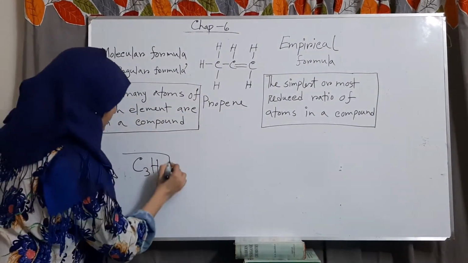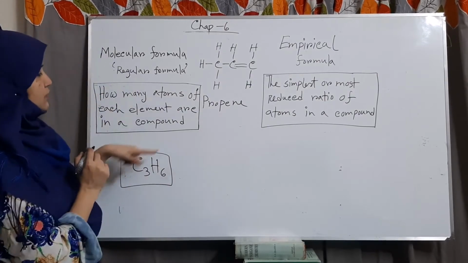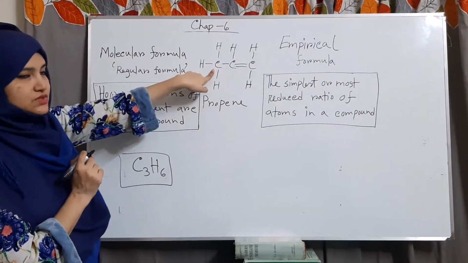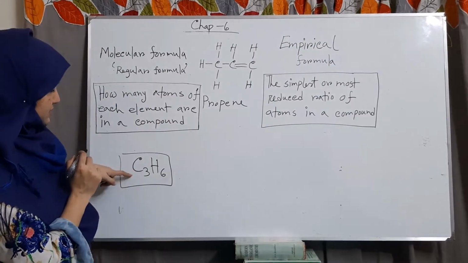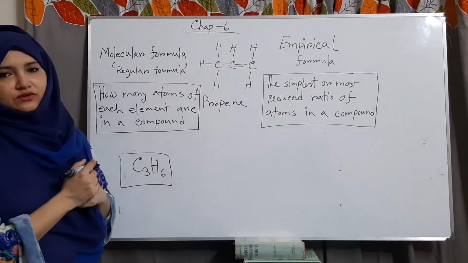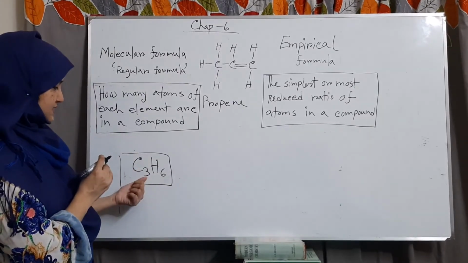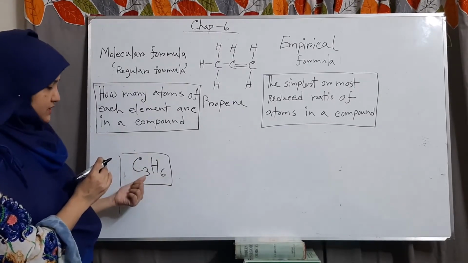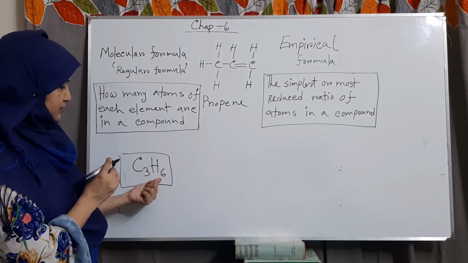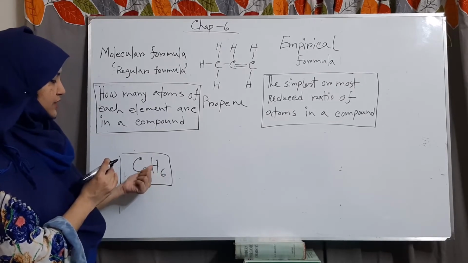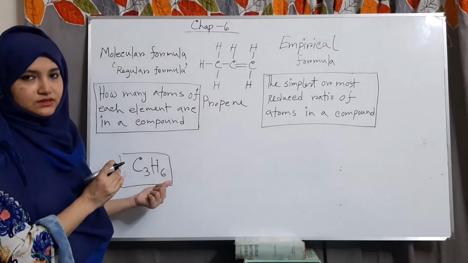This is the molecular formula of propene. This is the structural formula of propene. This is the molecular formula of propene. From this we can easily understand the actual number of carbon, which is 3. We get the information about the actual number of hydrogen atoms, which is 6.